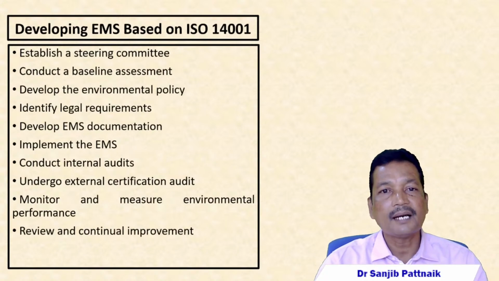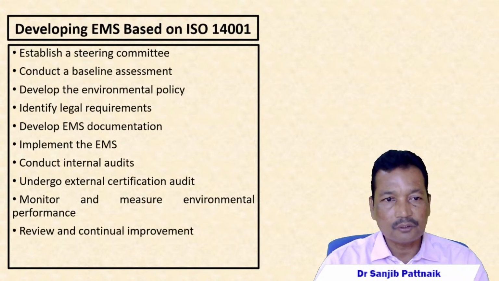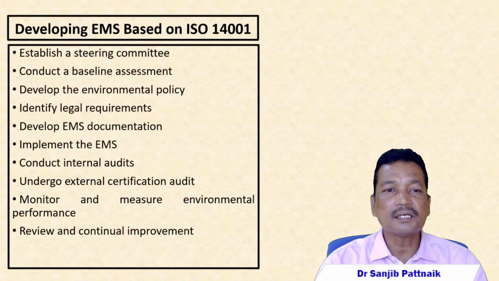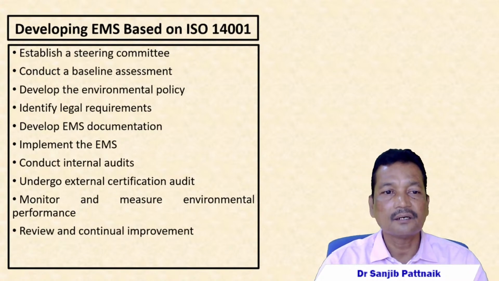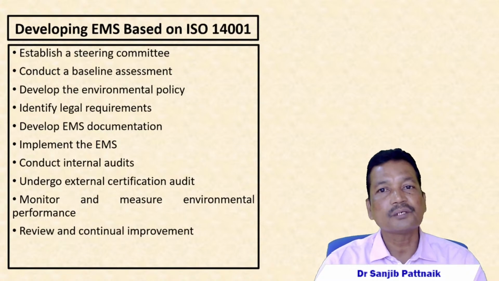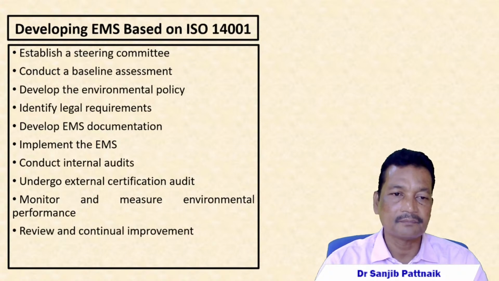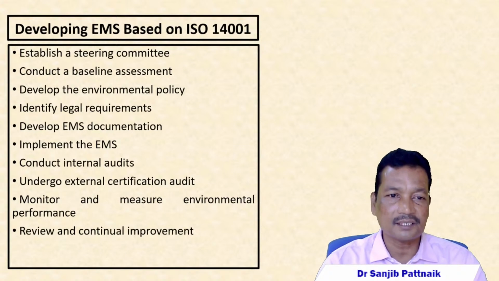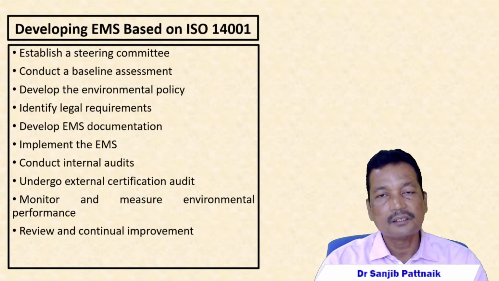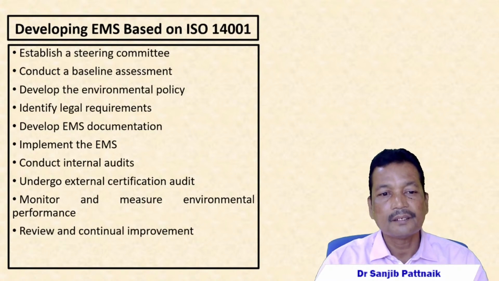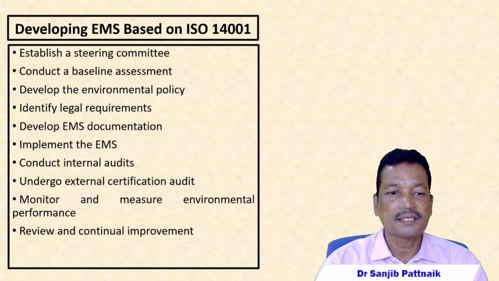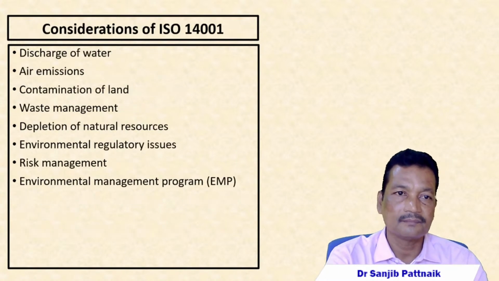Now, how can we have ISO 14001? Have a steering committee, have the policy, then look after the legal requirements. Then prepare the document or the manual which will help you to carry out the environmental management system. Then go for its implementation in the organization. Conduct various audits internally and also undergo external audits. Measure them, review the results, and go for continual improvement.